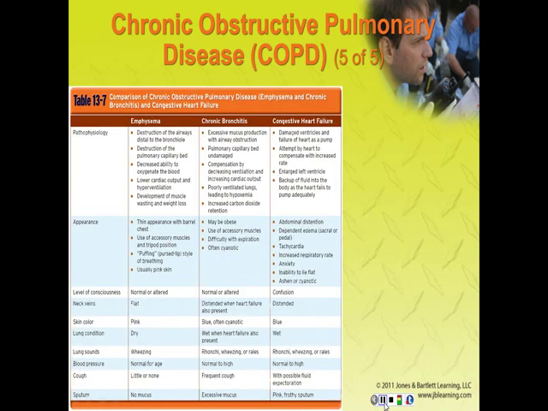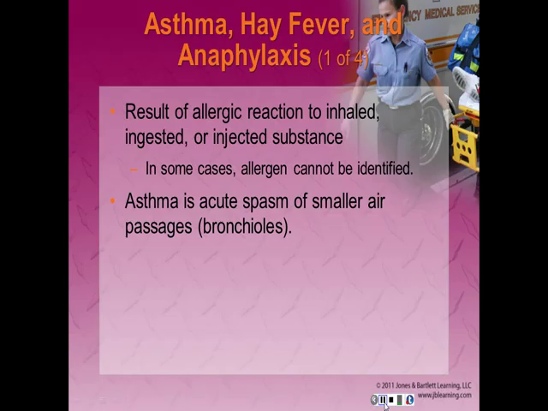This is a great chart, again, to use as a study guide for the three types of chronic obstructive pulmonary disease, which are emphysema, chronic bronchitis, and congestive heart failure. It briefly has the synopsis of pathophysiology, appearance, level of consciousness, neck veins, skin color, lung condition, lung sounds, blood pressure, cough, and sputum. And you can, again, use this as a study guide.